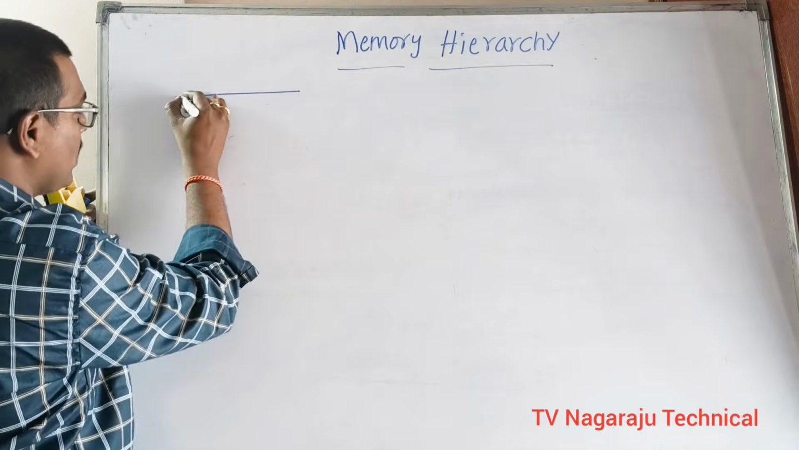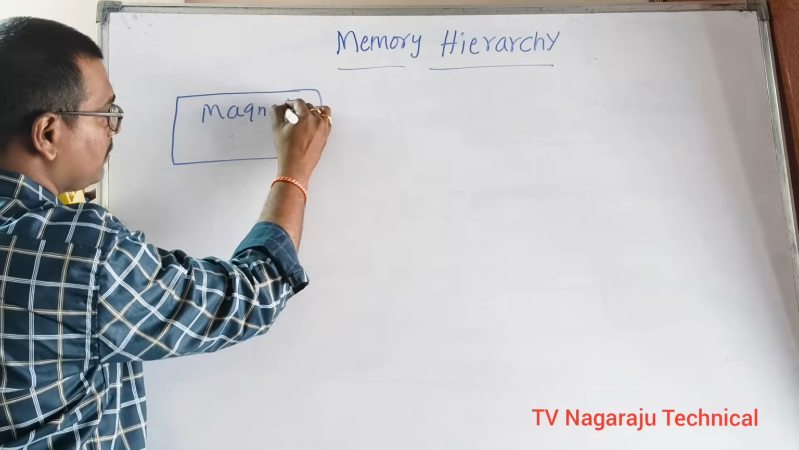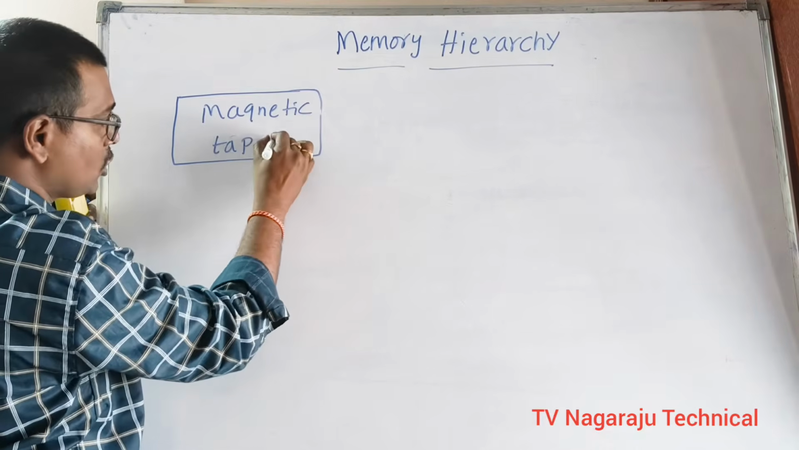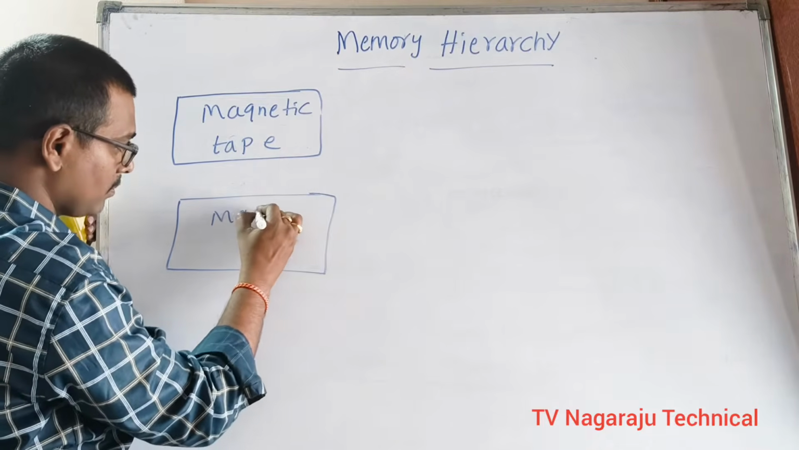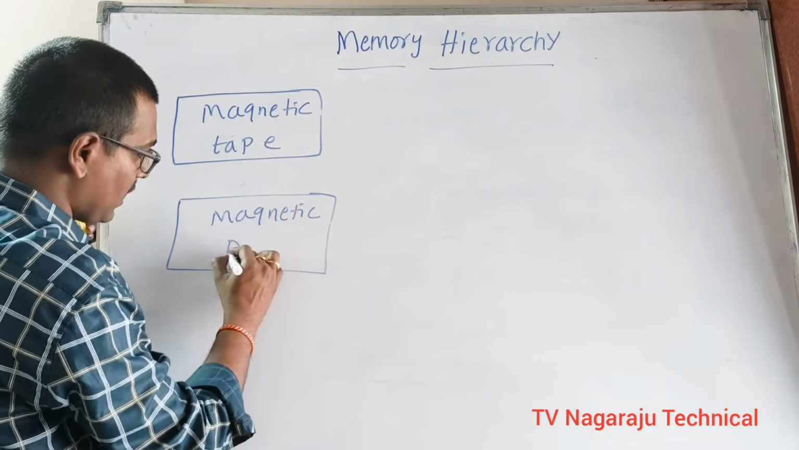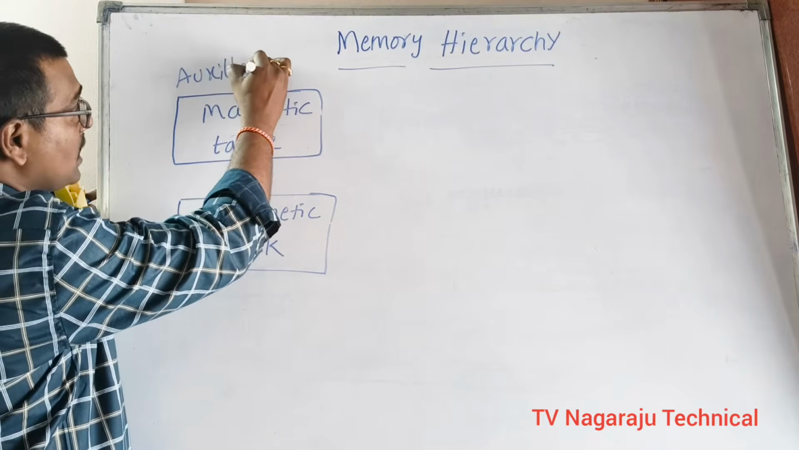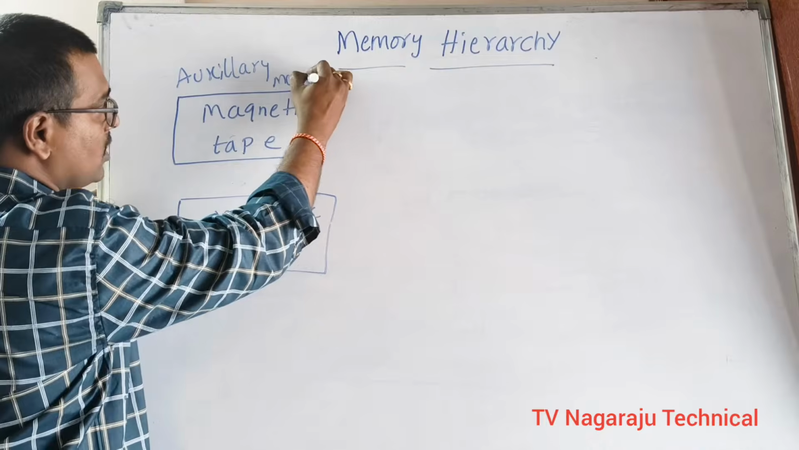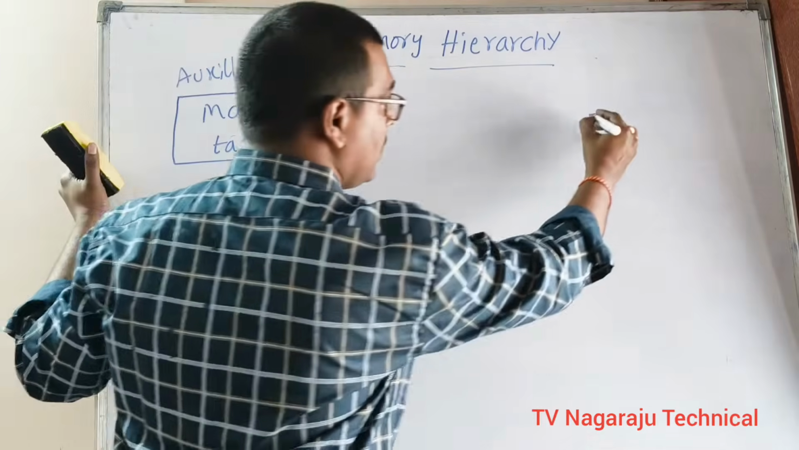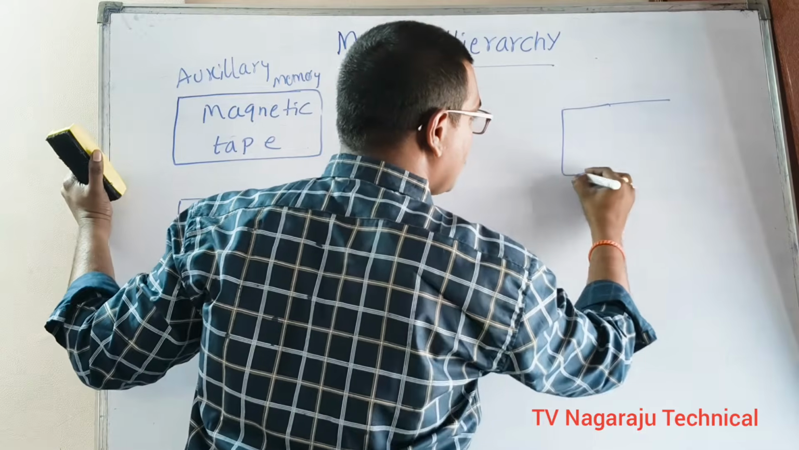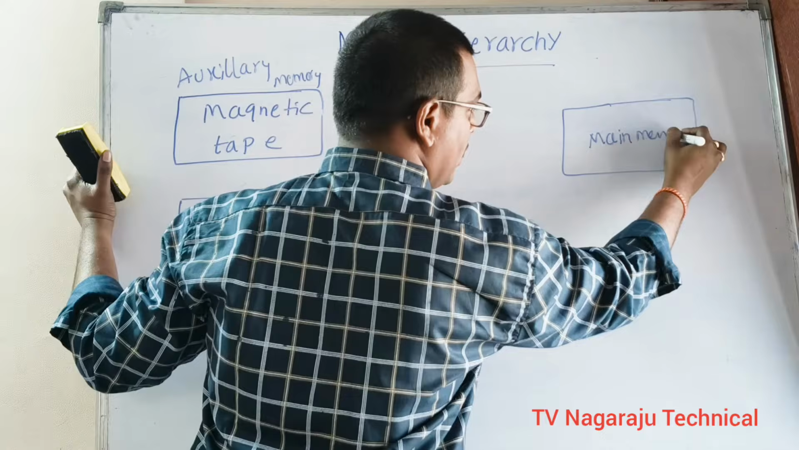So the first and the lowest memory is magnetic tape, and the next level we have magnetic disk. These two are also called auxiliary memory. These are one category, and the next category is main memory. We will discuss each and every one in detail.